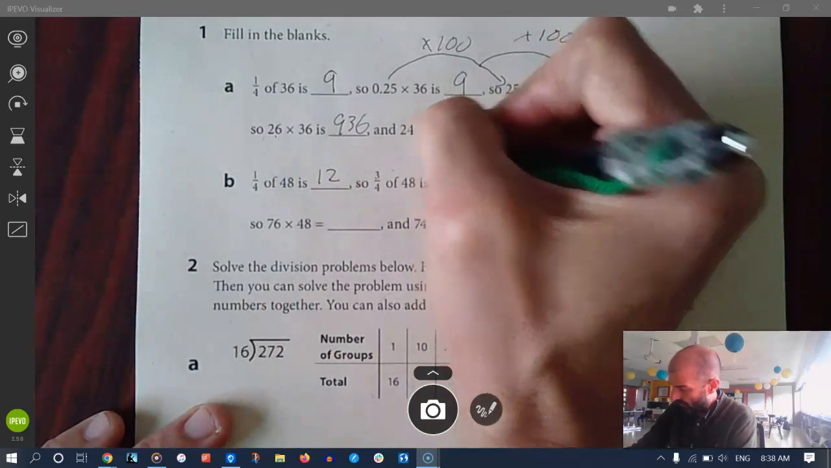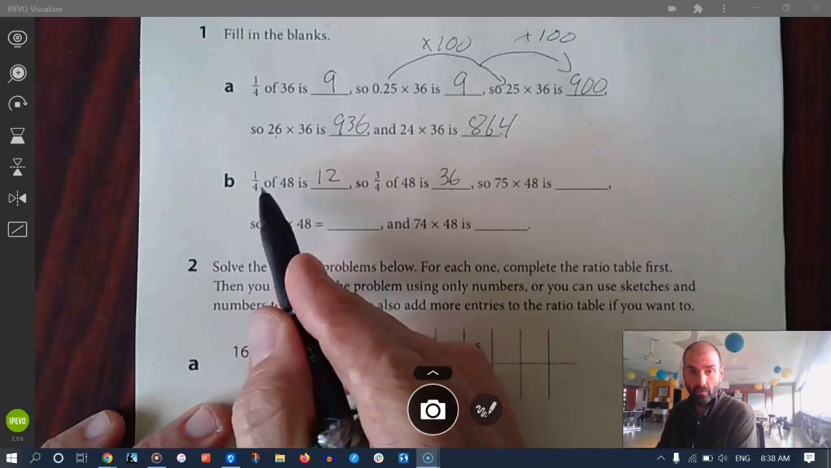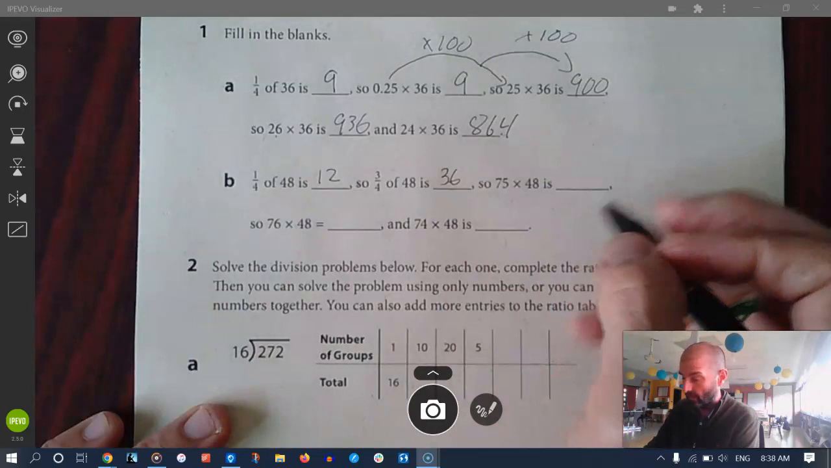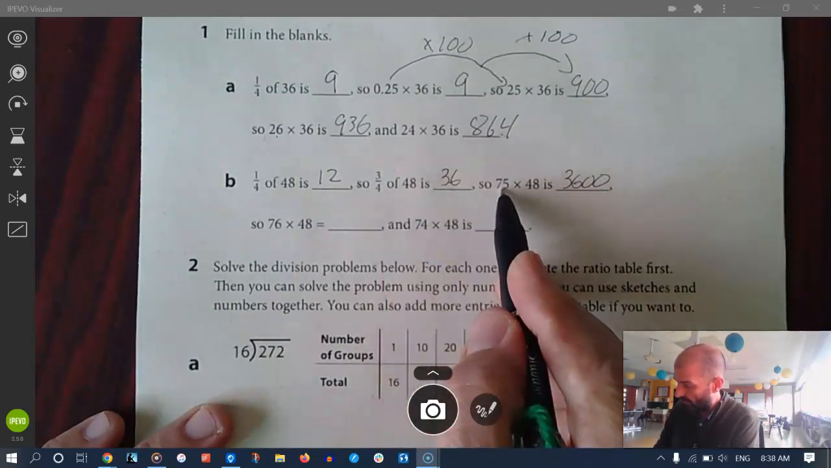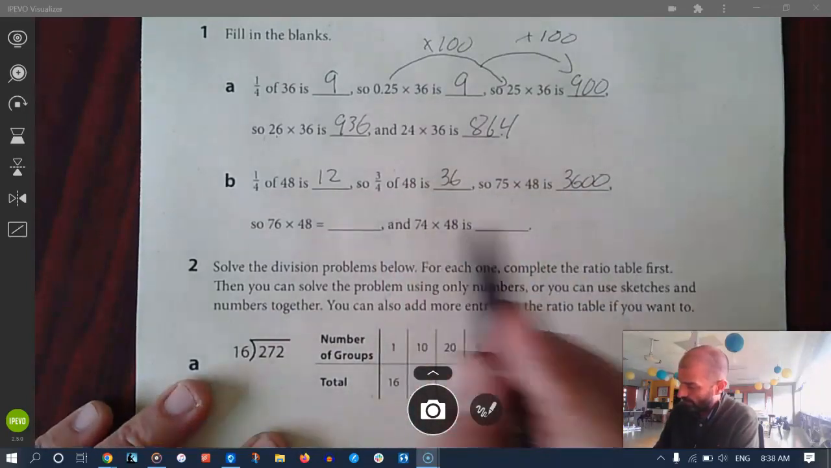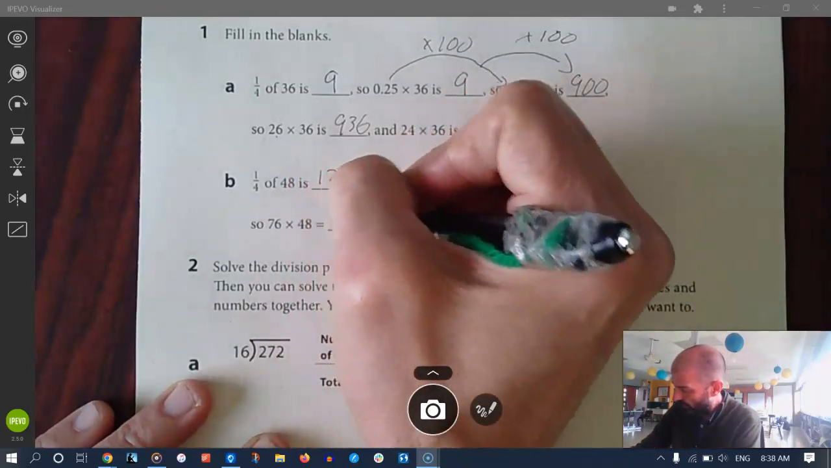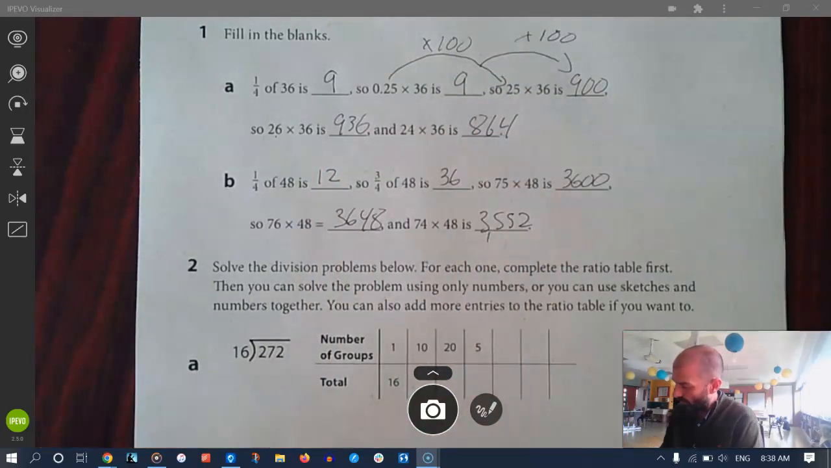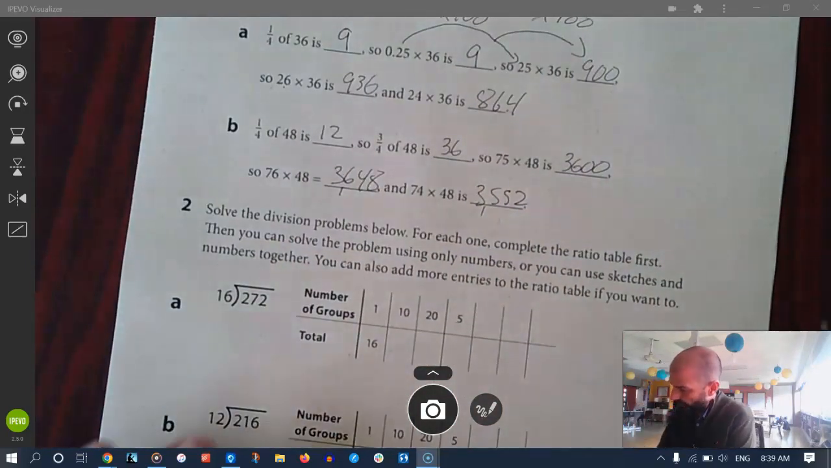All right, 1/4 of 48 is 12. So 3/4 is 36. Why is it 36? Because 3/4 is 3 1/4s: 1/4, 1/4, 1/4. That's 3/4. 12 times 3 is 36. So 75 times 48 is 3,600. Why? Because 75 is 100 times more than 0.75, which is the same as 3/4. So 76 times 48, that'd be one more group of 48. And one less group of 48, 3,552.